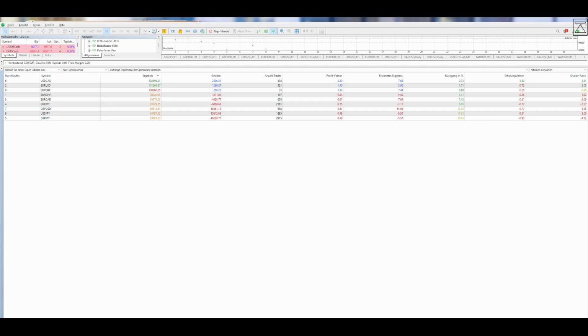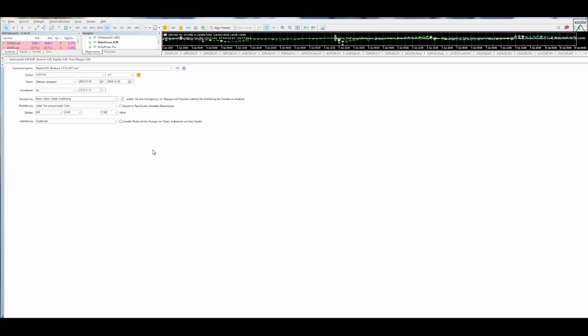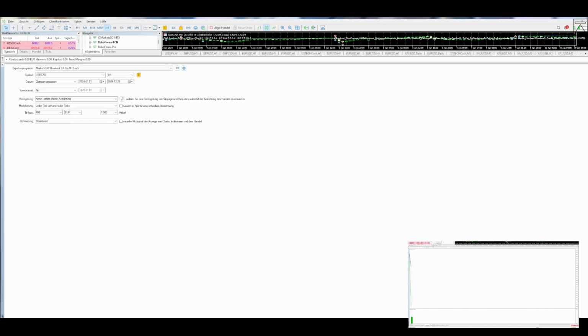And you've probably already seen on my pinboard that I've taken a closer look at the US dollar-Canadian dollar currency pair. And we'll look at that now. I'll run the whole thing for you below. And you can see here what I have set up. I have taken the whole year from January 1st, 2024 to today. I only took a deposit of $400. That is very, very important. Only $400. So really very, very little. So that you can also run it on small accounts. I ran the whole thing on a RoboForex account, and we will now look at the end result.